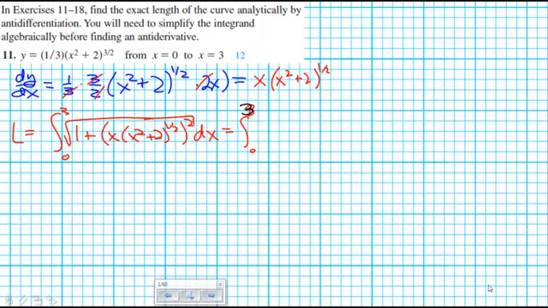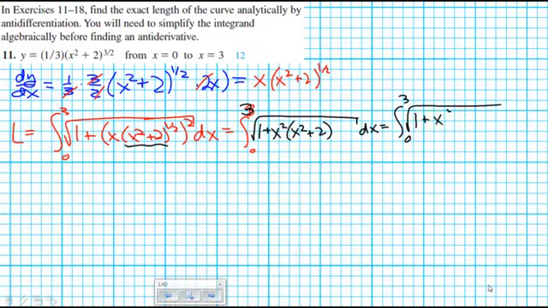Alright, so let's go ahead and see if we can clean this up at all. We still have a square root. We still have a 1. When we square this, we're going to get an x squared. When we square this, though, the squared and the 1/2 power are going to cancel, leaving us x squared plus 2. And this is all still dx. Integral from 0 to 3, once again, square root of 1. Let's distribute this through, and we get x to the 4th. Distribute that through, and we get 2x squared dx.